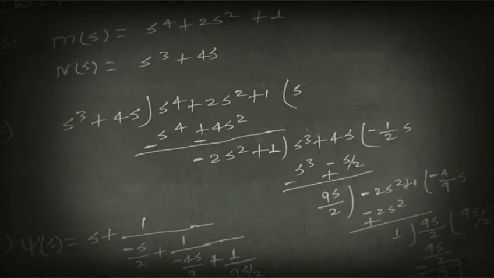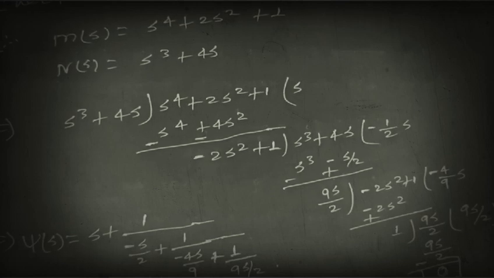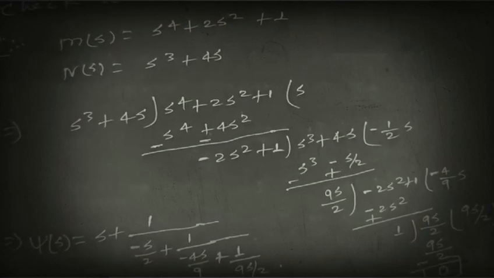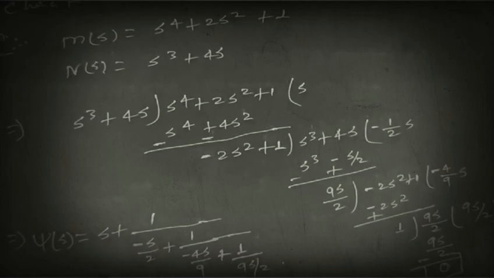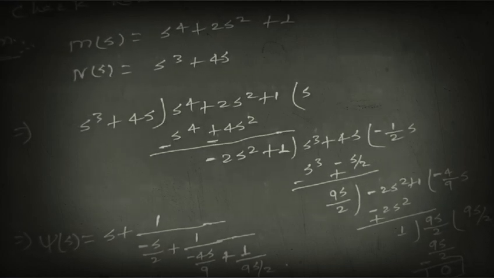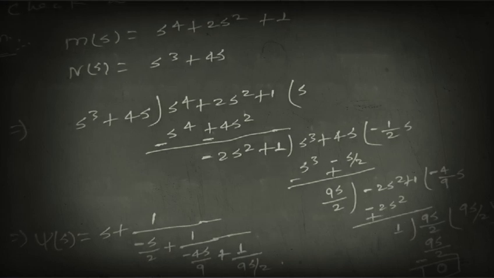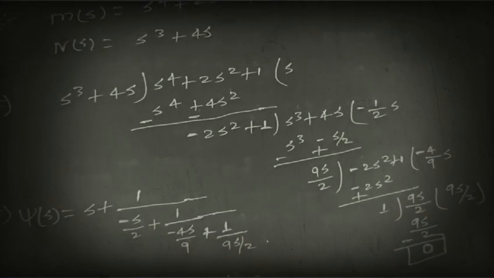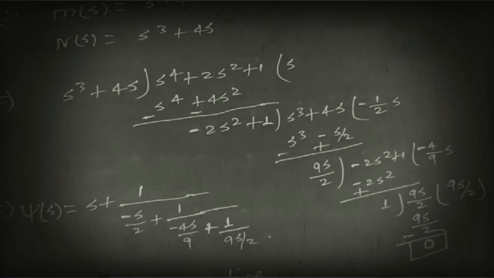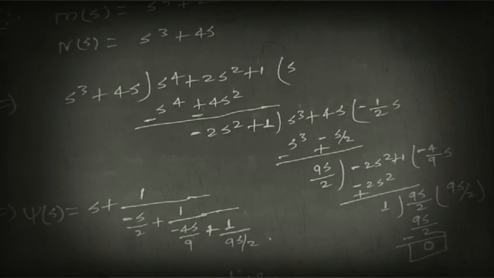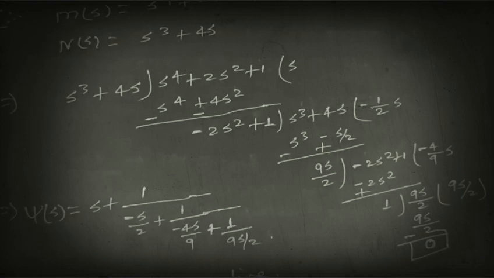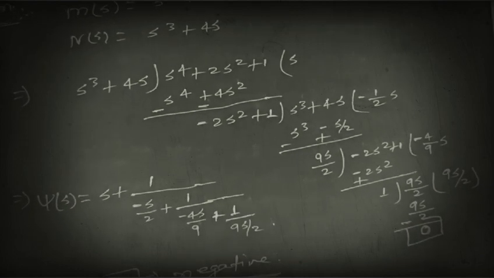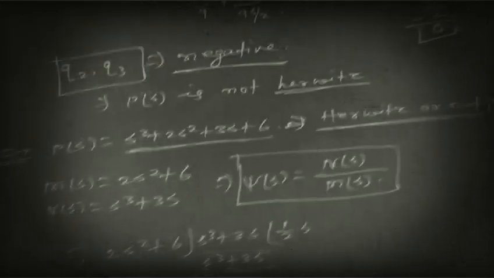If the quotient is coming minus 1 by 2s, it means the quotient is negative, and if even one of the quotients is negative, it means this polynomial is not a Hurwitz polynomial. Although here I have made the calculation up to the last, we have no need to go to the last calculations. If one of the quotients is coming negative, it means our polynomial is not a Hurwitz polynomial.